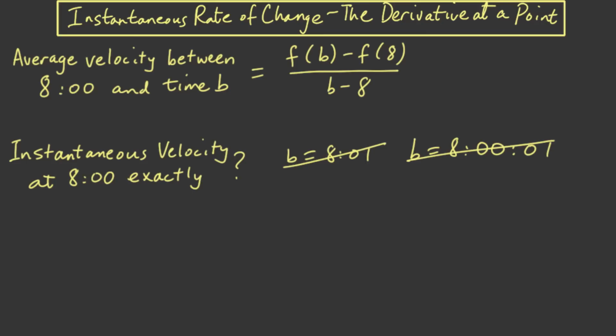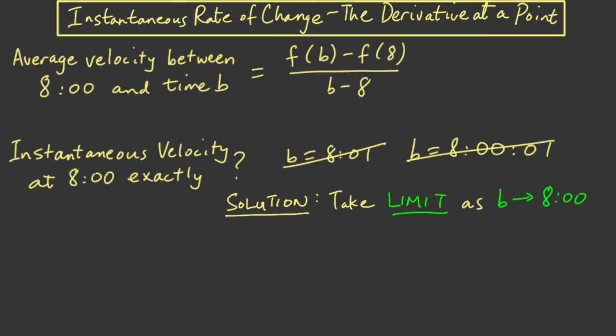The issue is this other variable b. If we want an instantaneous velocity at 8 o'clock, there's no good way to choose one specific value for b in this formula that's going to work in every situation and that everyone can just agree on. We know that the closer b is to 8, the better, but we can't plug in b equals 8 because we'd get 0 over 0, and that's just ridiculous. So our solution is to take a limit as b approaches 8 o'clock.